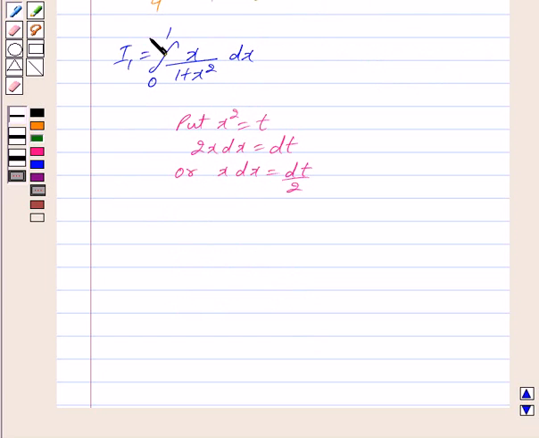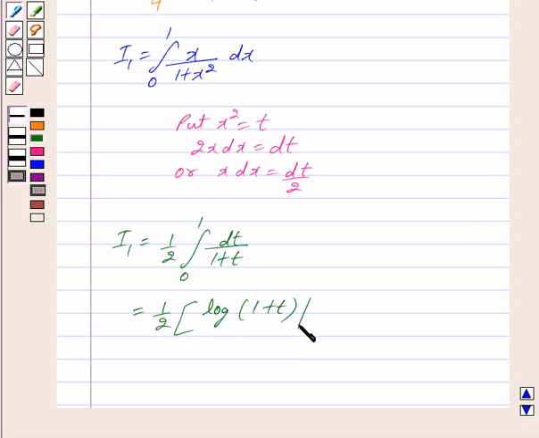And when x is equal to the upper limit, that is 1, we have t is equal to 1. So putting these values in I1, we get I1 is equal to 1 upon 2 integral limit from 0 to 1 dt upon 1 plus t. And this is equal to 1 upon 2 into, now integrating 1 upon 1 plus t, we get log 1 plus t, and the limit is from 0 to 1.